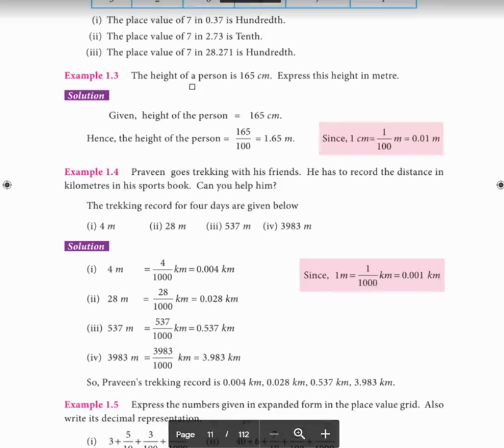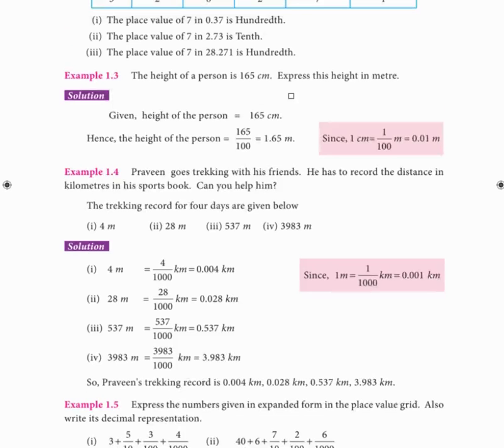The height of a person is 165 centimeter. Express this height in meter. So here we should know 1 centimeter equals how many meter, and 1 meter equals how many centimeter. That is all we have to know. Then only we will be able to do this sum, right?